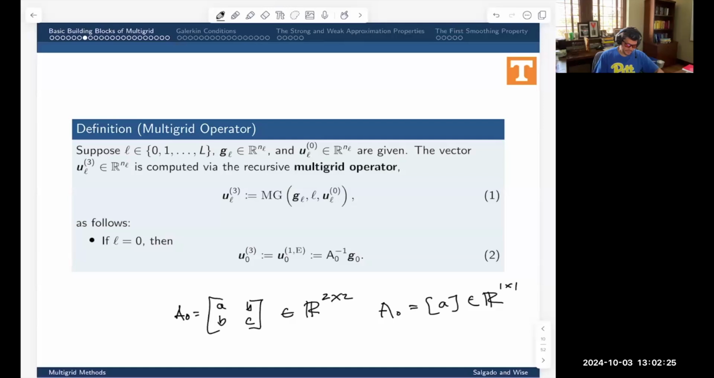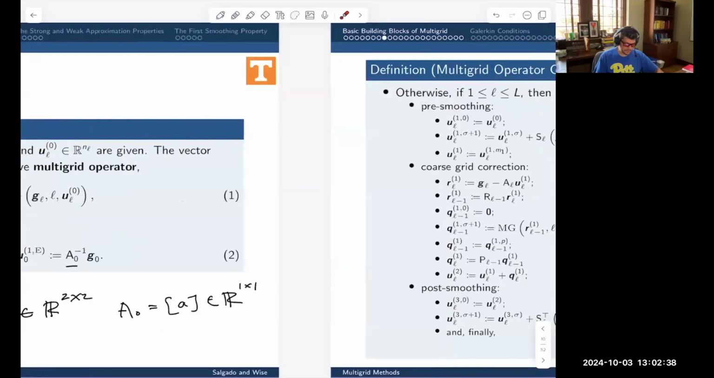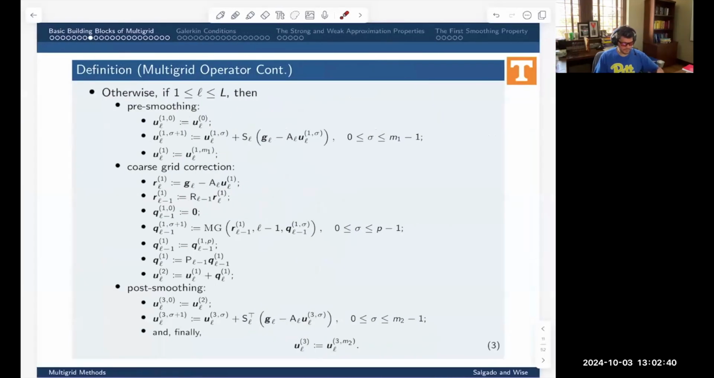So if we're on the coarsest level, we're just going to multiply by the inverse. In this case, we could compute the inverse via Cramer's rule here. And here we just multiply by 1 over A. No big deal. Now, if L is not equal to 0, we're going to do some special stuff. This is where the special sauce is.